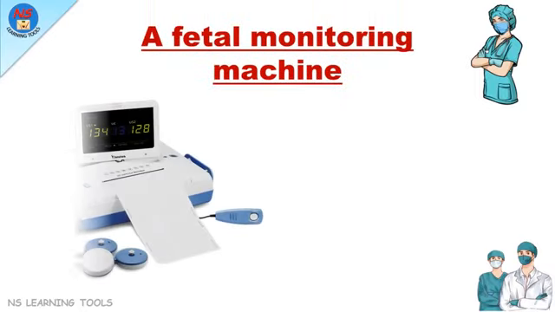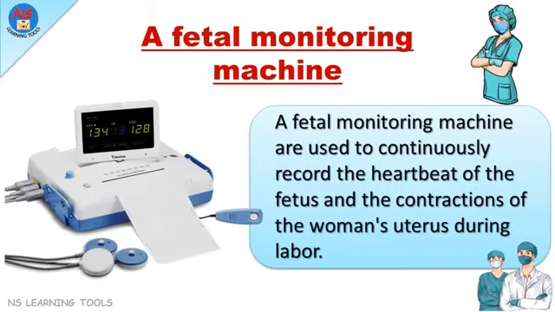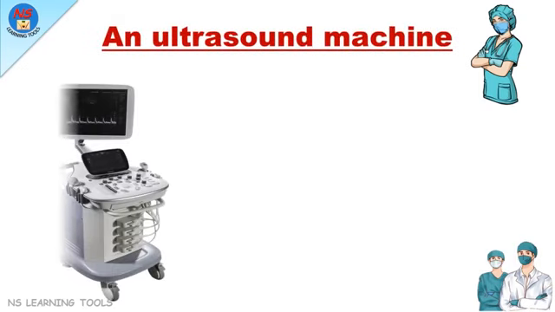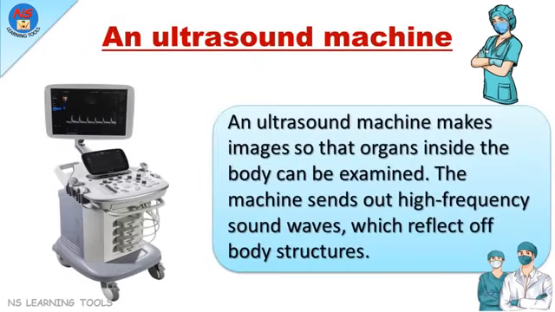A fetal monitoring machine. A fetal monitoring machine is used to continuously record the heartbeat of the fetus and the contractions of the woman's uterus during labor. An ultrasound machine. An ultrasound machine makes images so that organs inside the body can be examined. The machine sends out high-frequency sound waves which reflect off body structures.